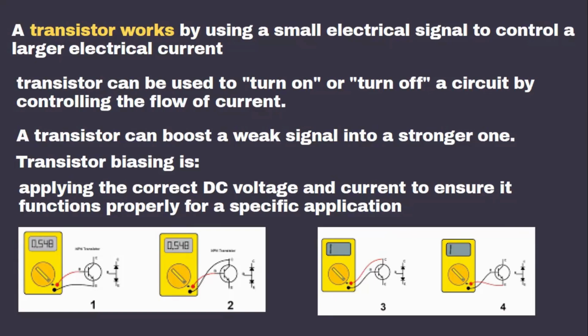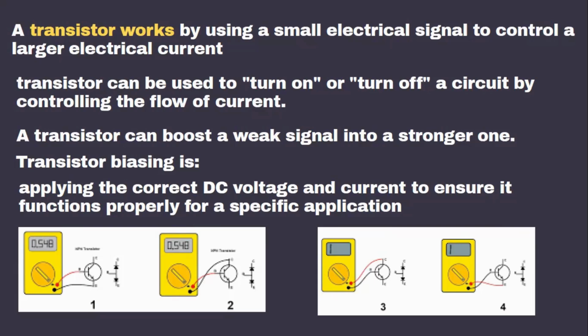A transistor can be used to turn a circuit on or off by controlling the flow of current. So please remember, this is the main work of the transistor: switching, turn on and turn off. A transistor can also boost a weak signal into a stronger one. This is nothing but what we call amplification.